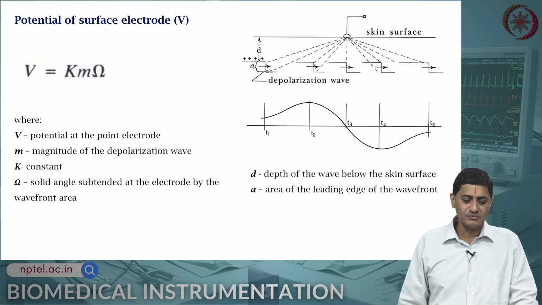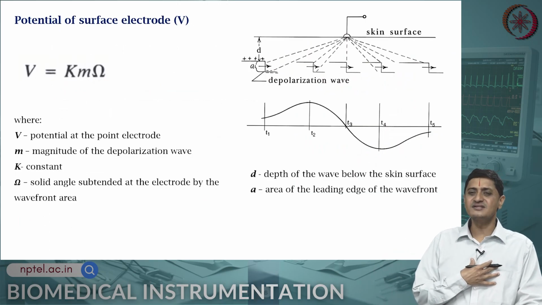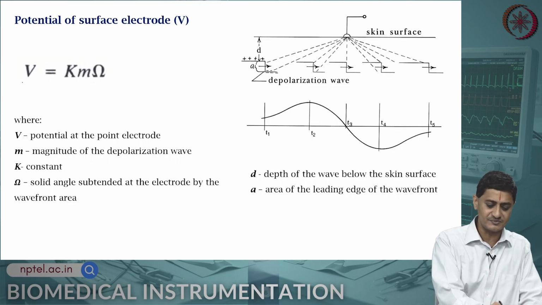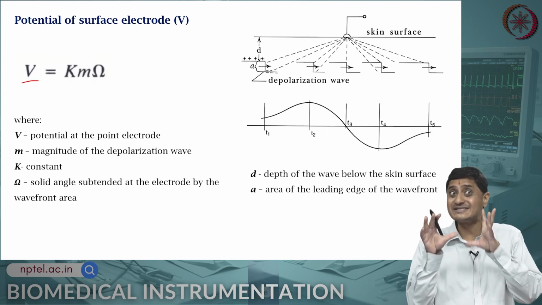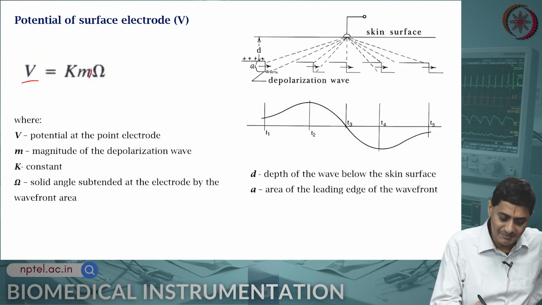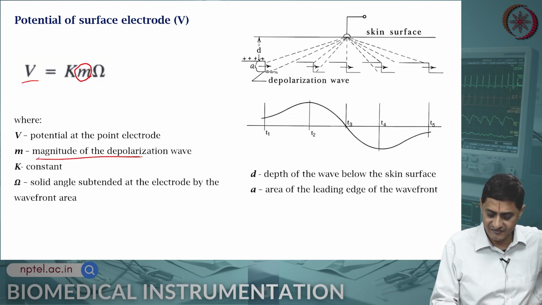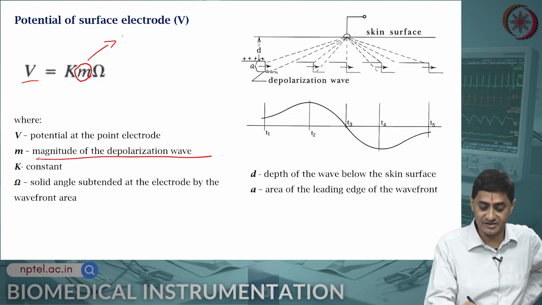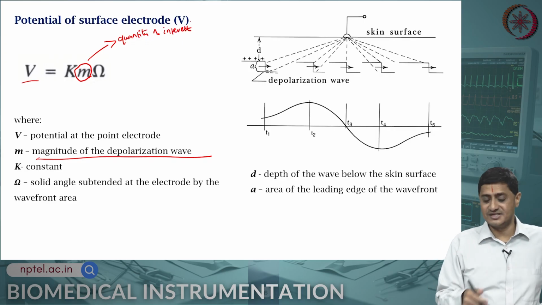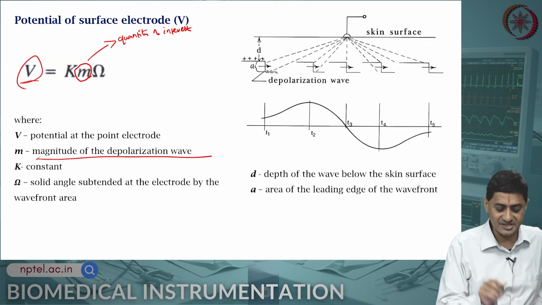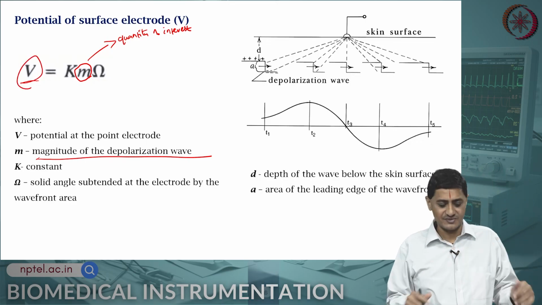But what are you measuring at the surface? What you are measuring at the surface is this voltage V. But what you are actually interested in is the magnitude of this depolarization wave. This is the quantity of interest. This is what I am interested in, but this is what I am measuring. I am interested in M, I am measuring V.